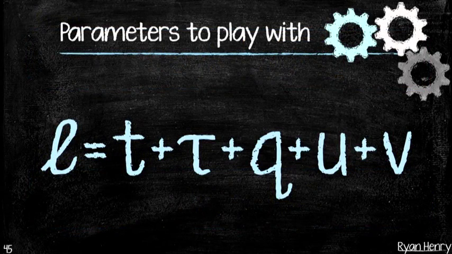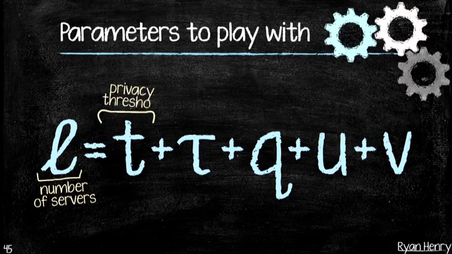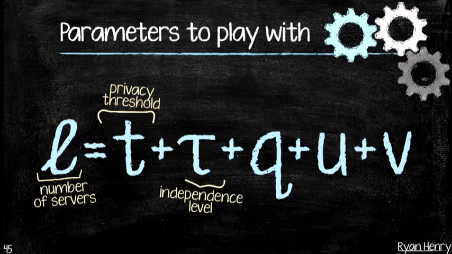So we end up with a set of parameters that we can play with. So L here is the number of database servers. T is that privacy threshold. It says how many of them are allowed to collude. So if T collude, nothing bad happens. If T plus 1 collude, bad things. Tau is that independence level I mentioned before. We could add extra random points when we're doing the encoding to stop servers from learning the database. So tau is how many servers are allowed to talk to one another before they can learn the database. By default, it's just 0, but if you want to bump it up, you can.